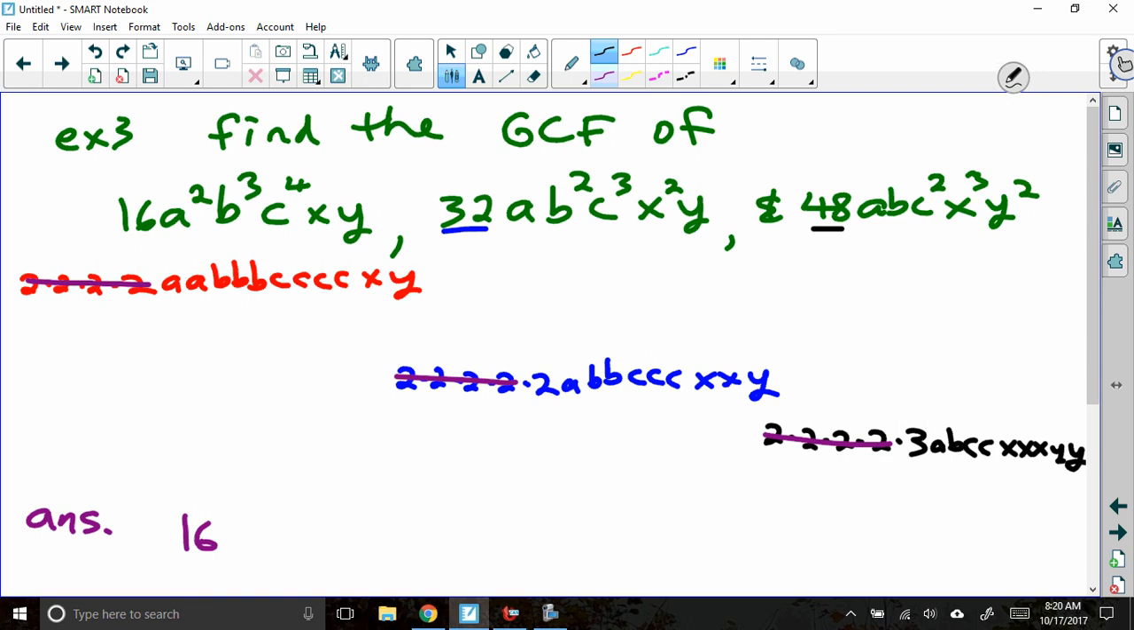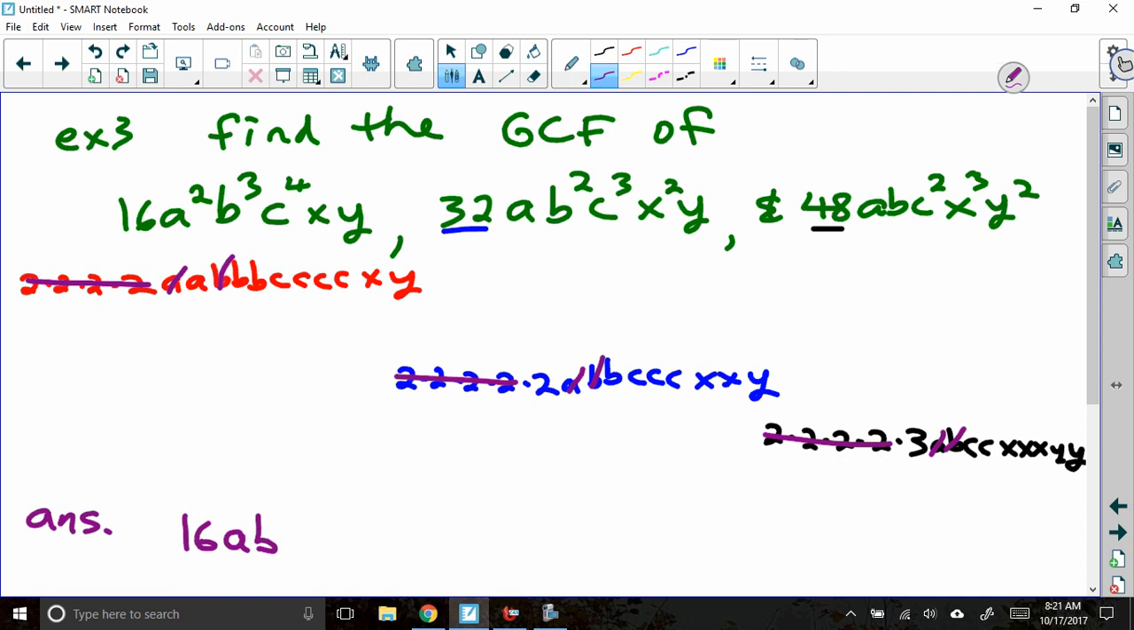So what's the most stuff that they have in common with respect to the A's? A to the first power, right? Just one of those A's. So our GCF then is going to be 16A. So that would take care of that one of those. That would take care of that one and that one. Now with respect to the B's, what's the best we can do? B to the first power, right? Okay, so that would take care of one of those, and that would take care of one of those, and this only has the one.